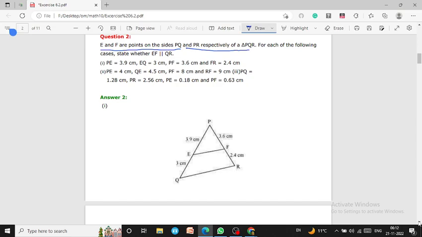Now given PE is 3.9 and EQ is 3 centimeter, PF is given 3.6, FR is given 2.4. We have to solve like this in triangle PQR: PE over EQ is equal to PF over FR. If both sides are equal, then we can say that EF parallel QR. 3.9 over 3 is equal to 3.6 over 2.4.